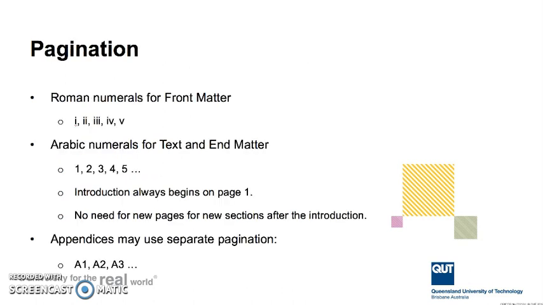To signal each part, different page numbers are used. Roman numerals for front matter, Arabic numerals for the main text. And then a choice for the end matter. You can either continue with Arabic numerals or use separate page numbers as suggested here, A1, A2, A3, etc. Most importantly, the main part of the text beginning with the introduction starts on page 1. And from the introduction, there's no need for separate pages for each following section. Let me explain that a little bit more.